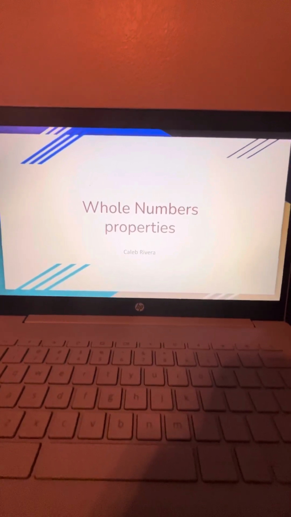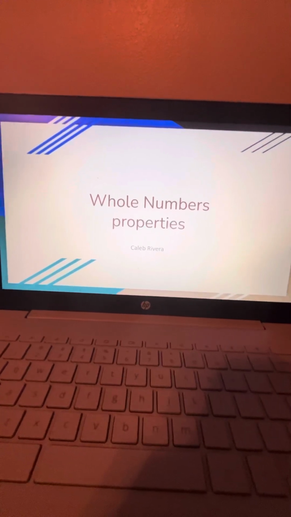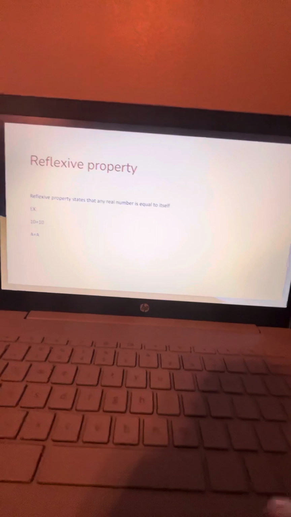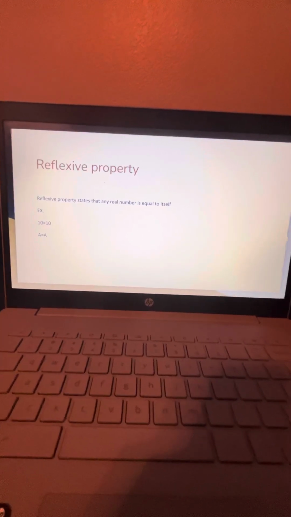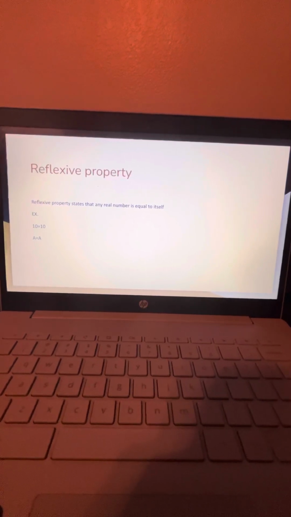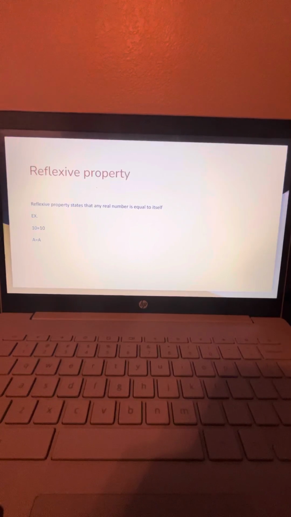All right, today we're going to be going over whole numbers properties, just kind of 2.3, the first part of that lesson. Everyone get a piece of paper out and a pencil. We're going to have a hands-on lesson, so I'm going to give the example to you, and then I'm going to give you a question after the example, and you're going to write down what you think it is.